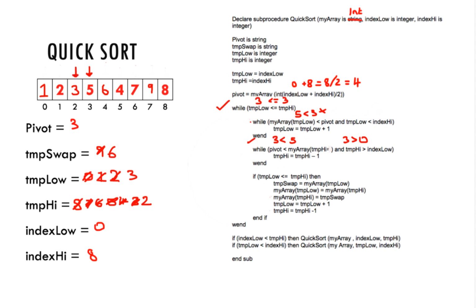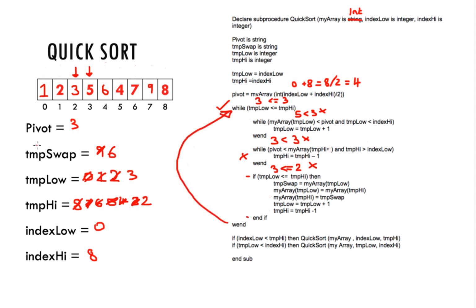Again, because this is a while loop, we have to evaluate the condition, so we reevaluate the conditions again. While the pivot point of 3 is less than my array at temp high, which is now 2, that gives us the value of 3. 3 is not less than 3, so we fail that condition. We move down to the if statement and say if 3, which is temp low, is less than or equal to temp high, which is 2, and it fails that condition.